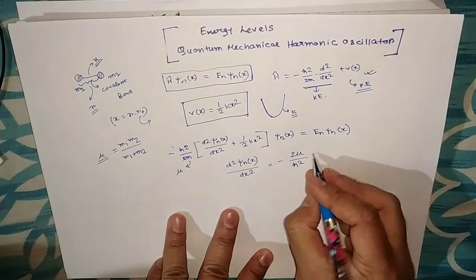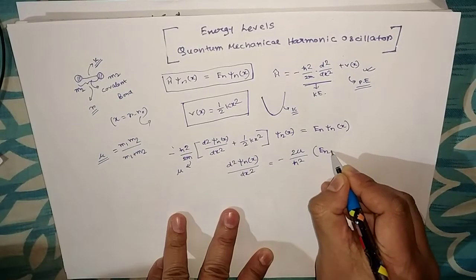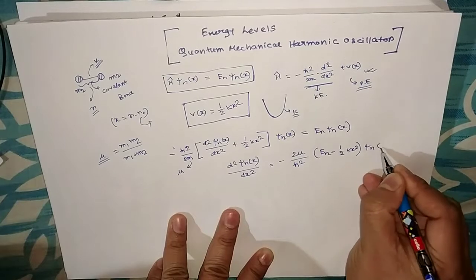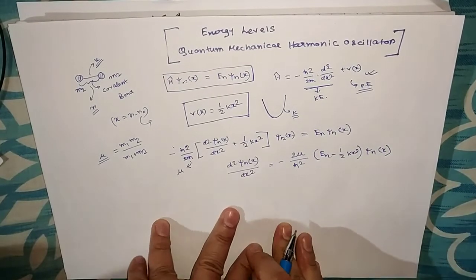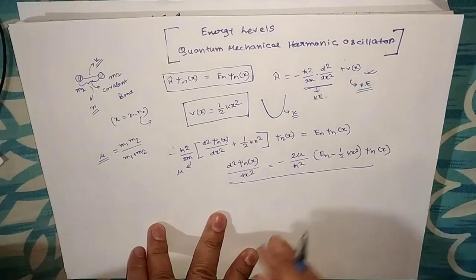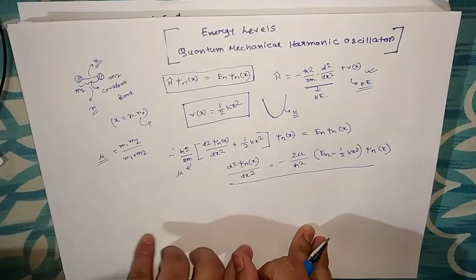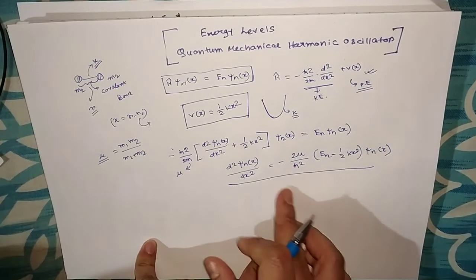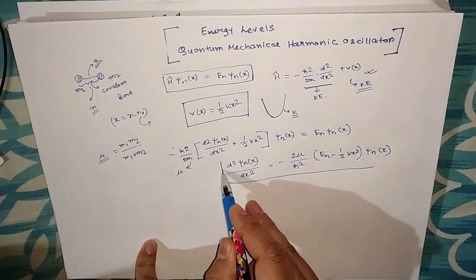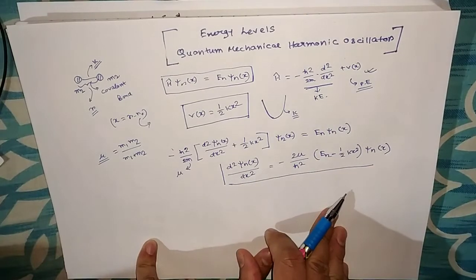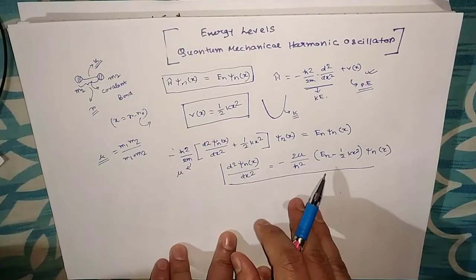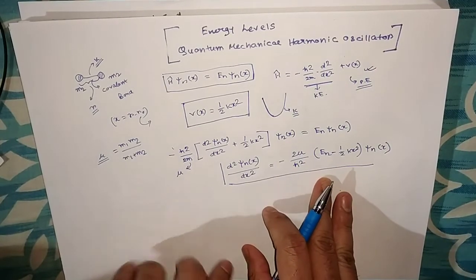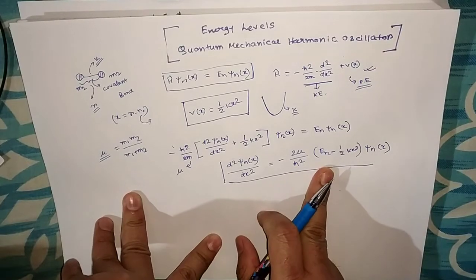2 mu by h cross square, into En minus half k x square, into psi n(x). You have to solve this differential equation to determine the expression of the energy, but this is not a very simple differential equation to solve. The details of solving this equation are beyond the scope of our lecture. What we really want to know is the physical significance of the energy expression, so we will go to the final energy expression which can be obtained by solving this equation.